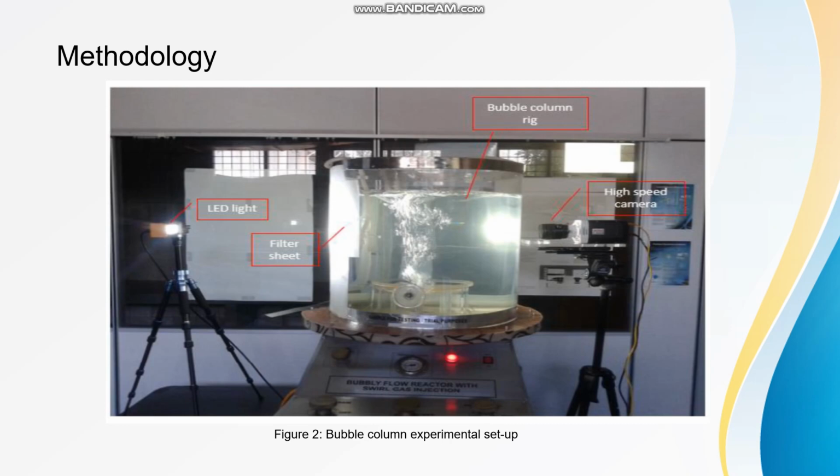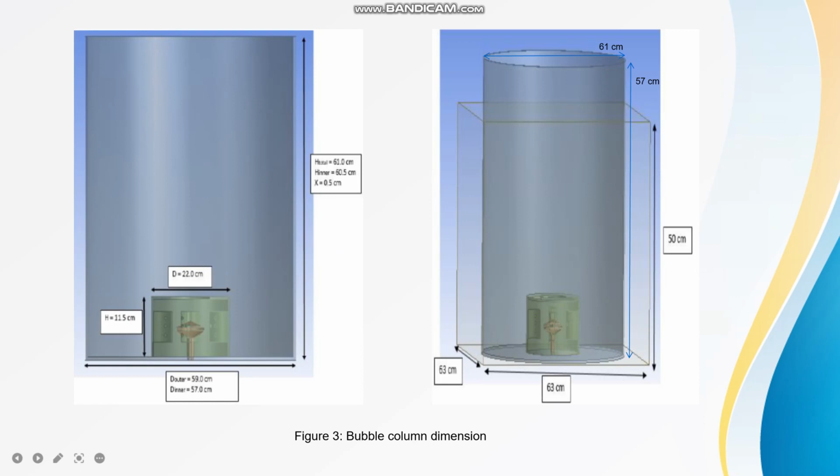So next part is the methodology. As you can see from this figure 2, it shows the bubble column experimental setup. This investigation was carried out in a bubble column with a diameter of 57 cm and 61 cm in height. It consists of a column made of plexiglass equipped with a ring sparger. The liquid used was tap water and the gas phase was air from the air compressor. This experiment will be performed at a gas flow rate ranging from 0.063 gram per second to 0.316 gram per second.